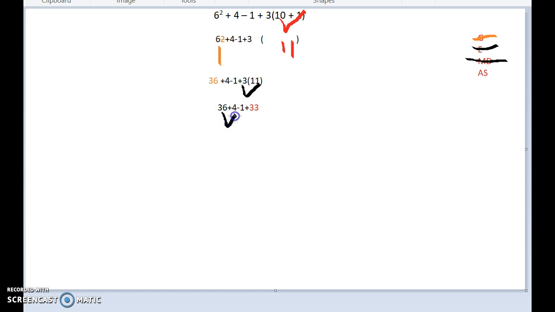So 36 plus 4 is, you guessed it, 40. And I have take away 1 plus 33. And I'm going to keep going from left to right. So 40 take away 1 is 39 plus 33. Now that's pretty easy. I think that's 72. Whoa. I think that is 72.